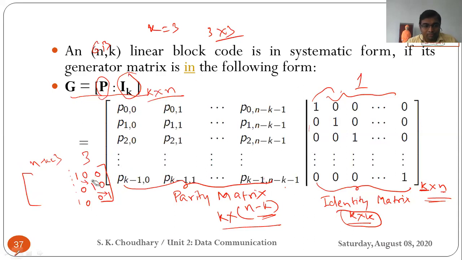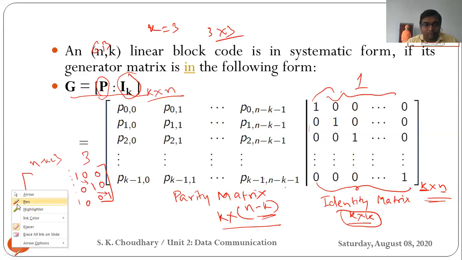If you see, the parity matrix would be written like this: P00, P01, up to what? P0 comma n minus k minus 1. So it starts from 0 up to n minus k. If you start from 1, then it is n minus k, but since we start from 0, it is always 1 less, n minus k minus 1. And this is the number of rows.